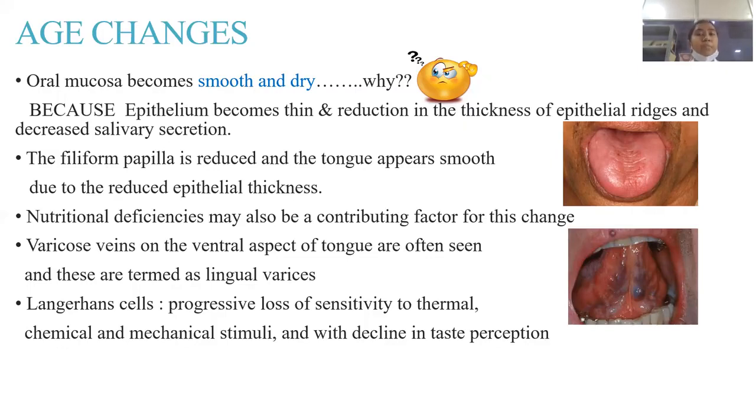Nutritional deficiency may be another contributing factor for this change. Varicose veins on the ventral aspect of the tongue are often seen, and these are termed lingual varices, which can be seen in the second picture. The filiform papillae are reduced, and the loss of papillae can be seen in the first picture. Langerhans cells, progressive loss of sensitivity to thermal, chemical and mechanical stimuli, and a decline in taste perception can also be seen as age advances.